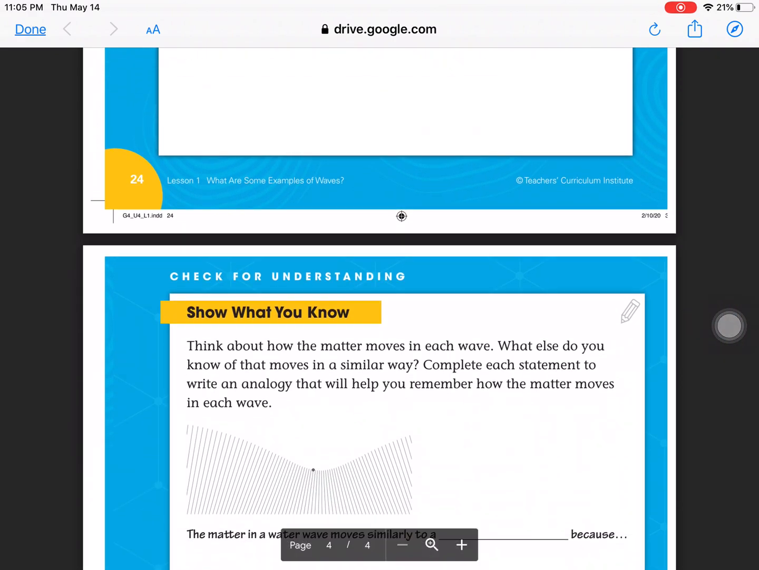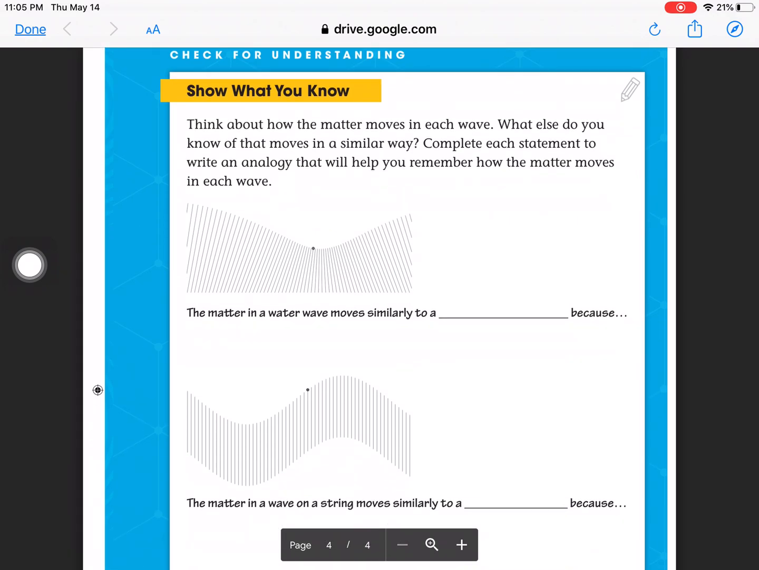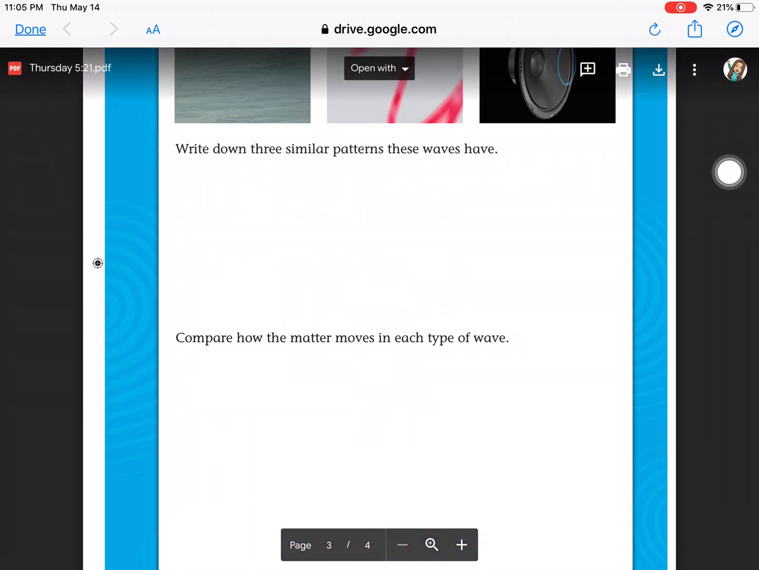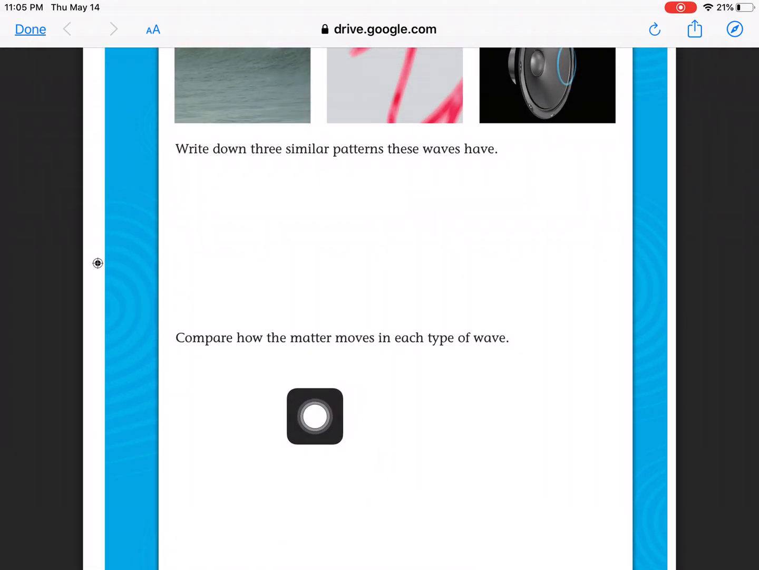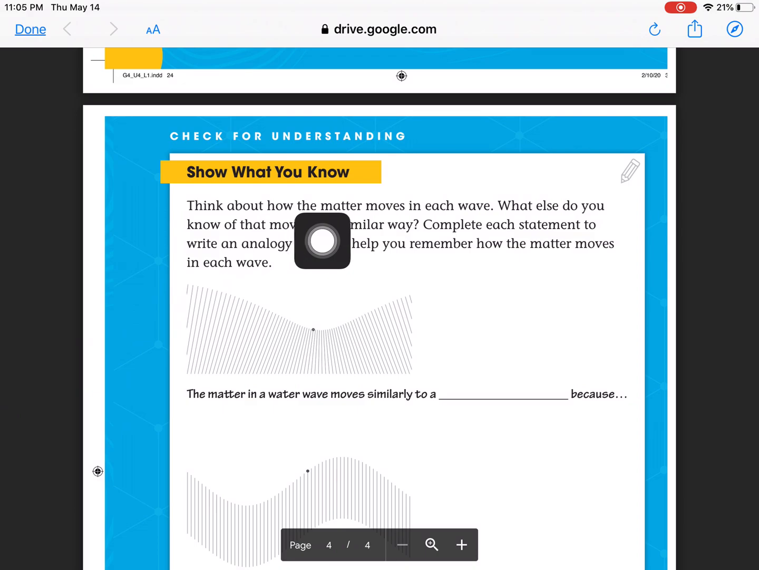Compare how they move. Your reading assignment is to check for understanding of what we read and show what you know. It says, think about how the matter moves in each wave. Oh, that's one of the questions you're going to have to look at for your writing assignment, comparing how the matter moves in each type of wave. In the reading assignment, we're going to think about how the matter moves in each wave. What else do you know of that moves in a similar way?